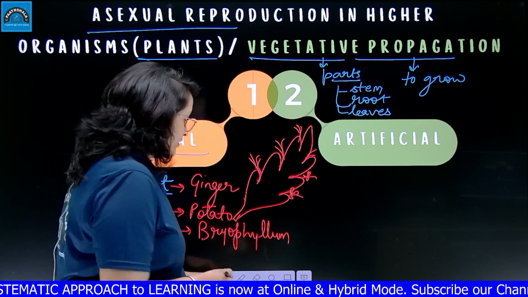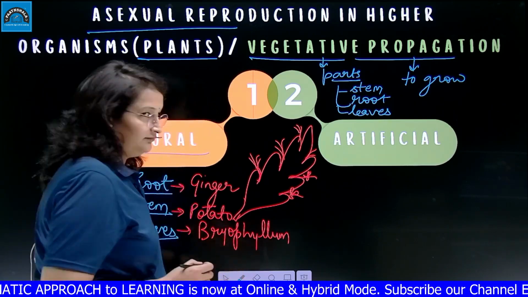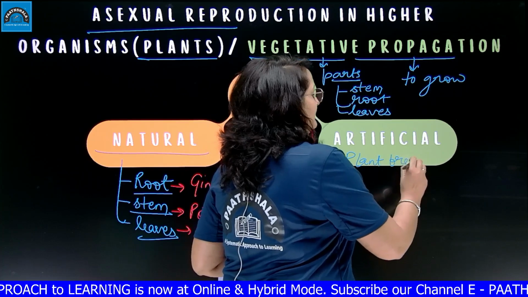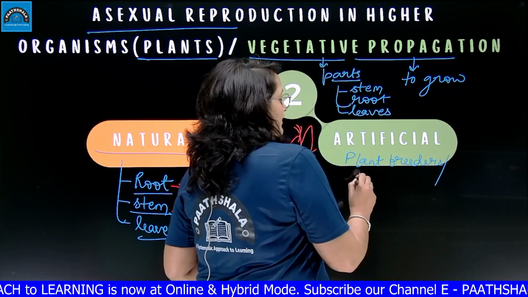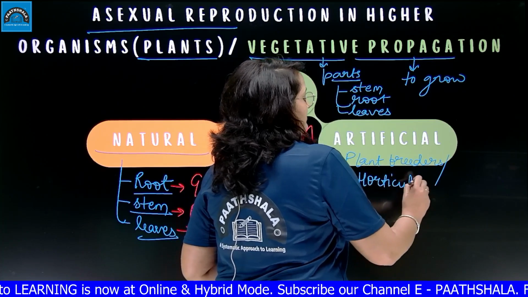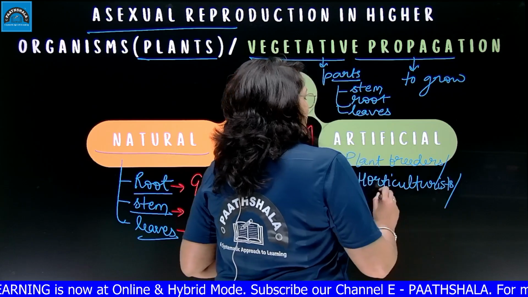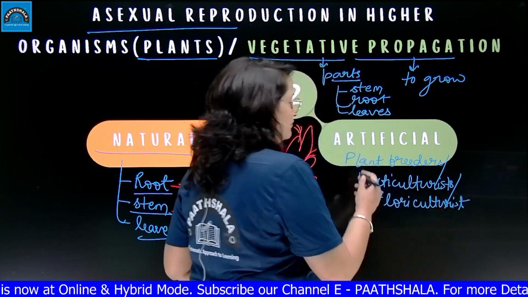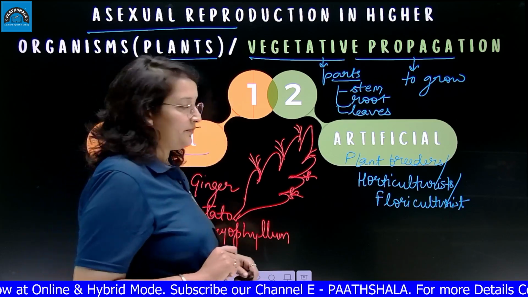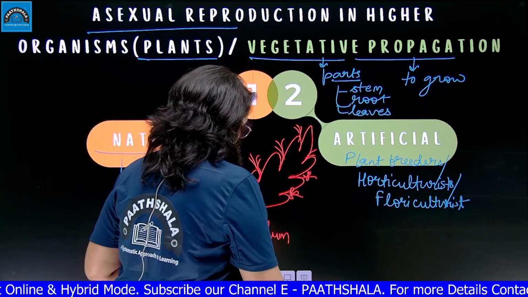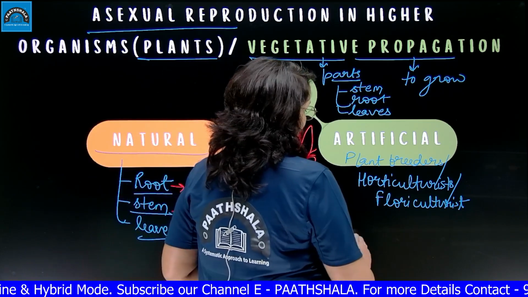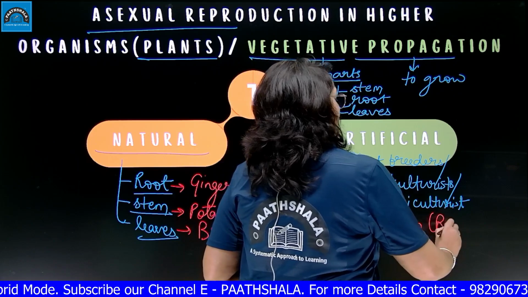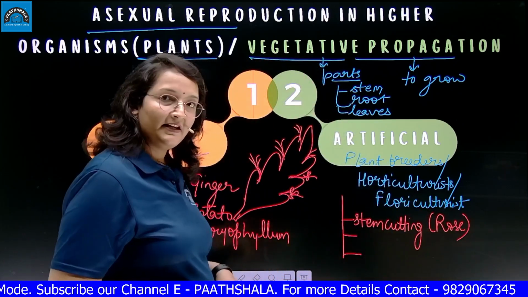Artificially, because we are an agriculture-based country, plant breeders, mostly horticulturists, those who grow vegetables and fruits, or floriculturists, those who develop flower plants, do artificial vegetative propagation. The methods we include in artificial vegetative propagation start with stem cutting. You must have heard that in the case of rose, stem cutting is the method of propagation.